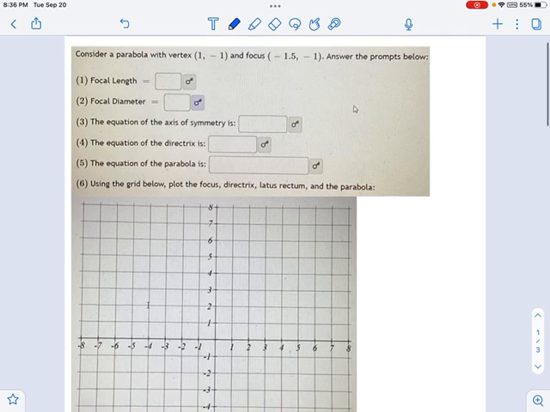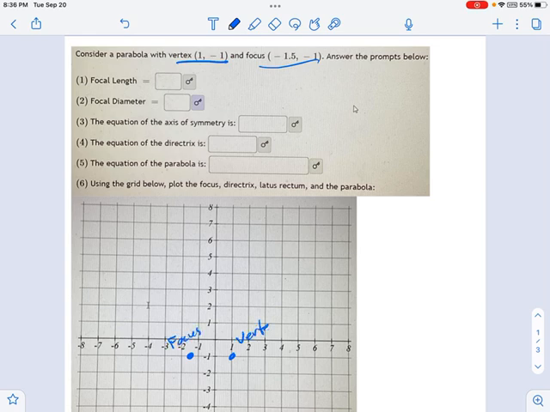So the vertex, this guy, is located at (1, -1). That's going to be right around here. And the focus is located at (-1.5, -1). So (-1.5, -1) is this point right over here. Okay? So now if that's our focus, and that's our vertex like this, right? Let me just label those, focus and vertex.